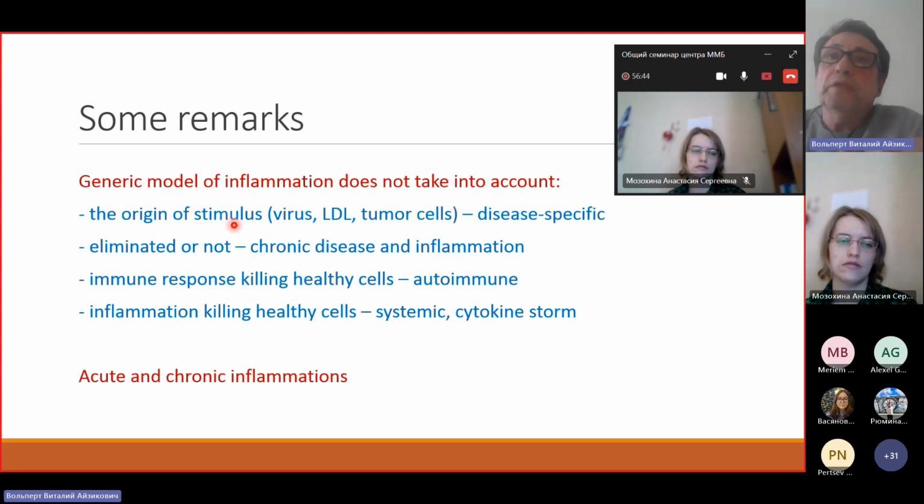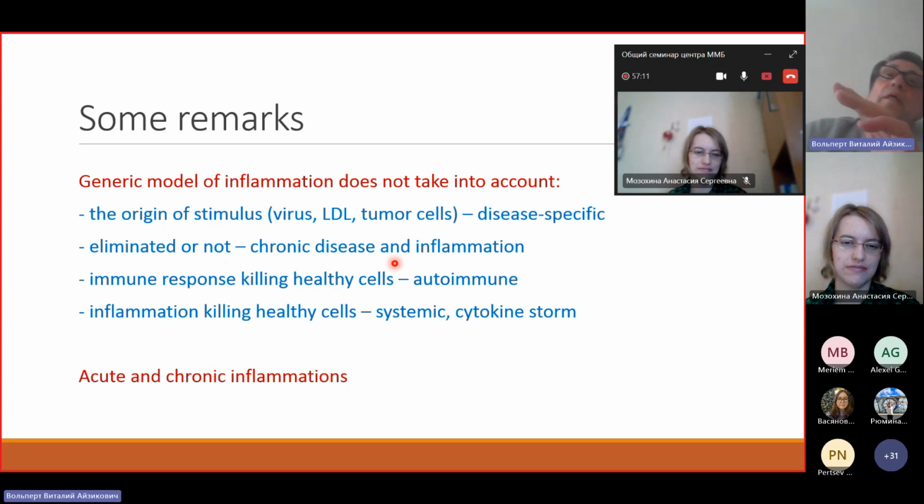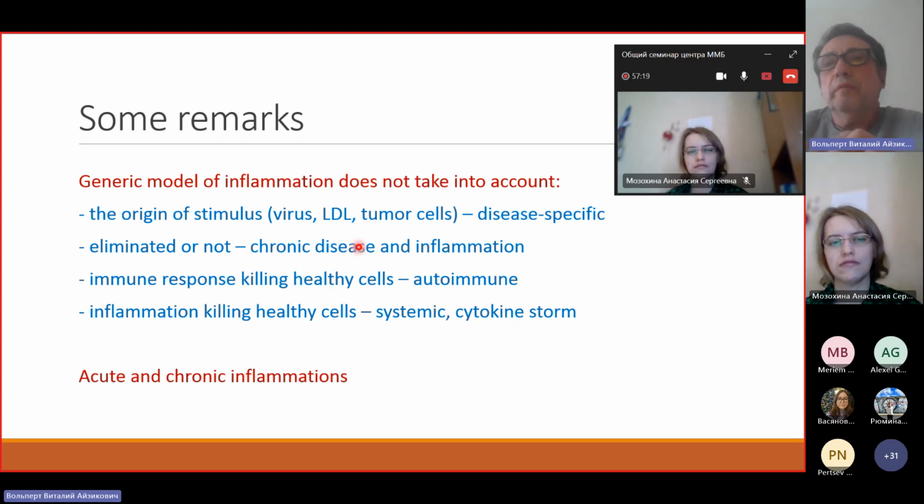First of all, as we discussed, the origin of the stimulus. It can be virus or tumor cells or something else. This we should introduce when we consider disease-specific models of inflammation. Then inflammation can be eliminated or not. The stimulus can be eliminated or not. If it is eliminated, we have resolution of inflammation, and if it is not eliminated, we will move towards chronic disease.